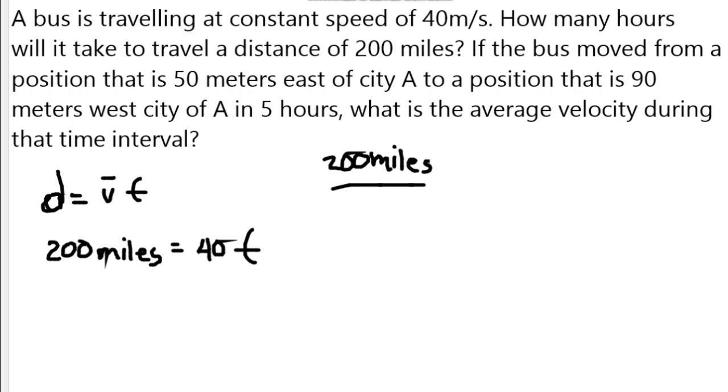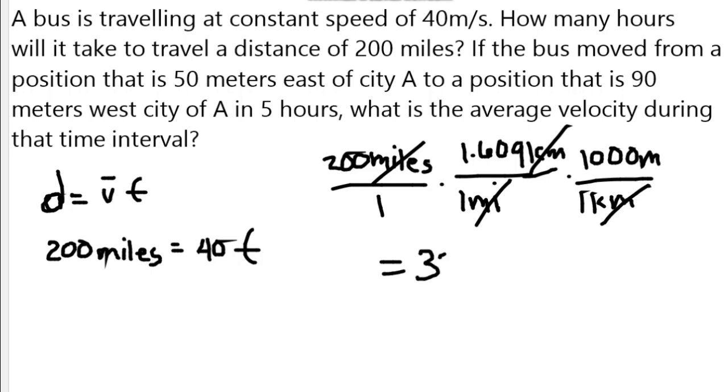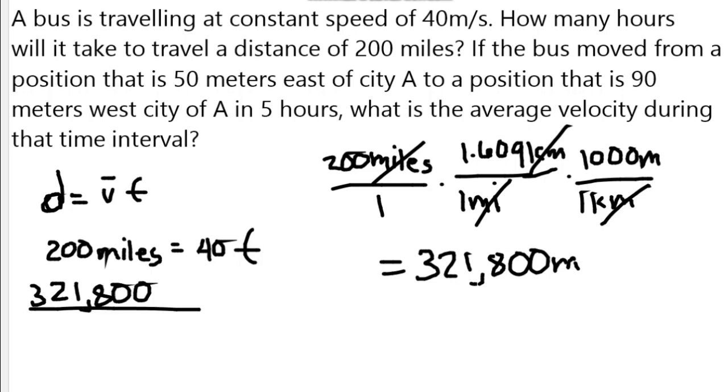But first, we need to use a conversion process to convert miles into meters. We have 1 mile is 1.609 kilometers, and we have this in kilo, so what we need to do is make it into our standard units. In 1 kilometer there are 1000 meters, so we can cancel kilometers and miles. In meters, that is going to be 321,800 meters. So that is the answer in meters.